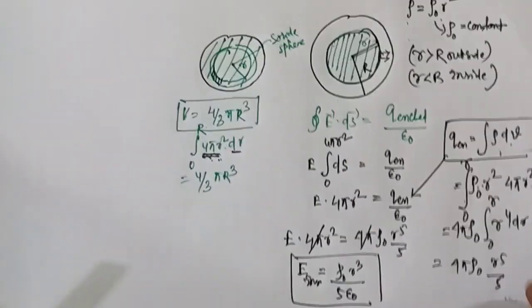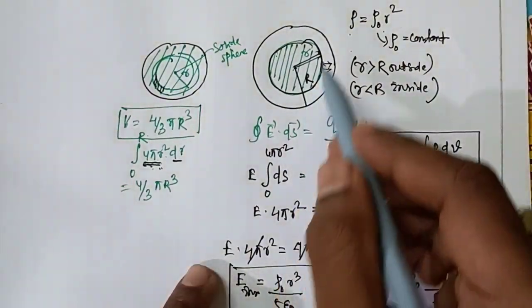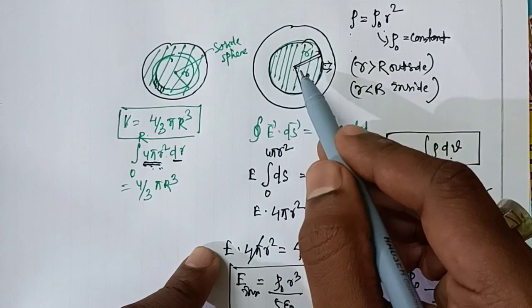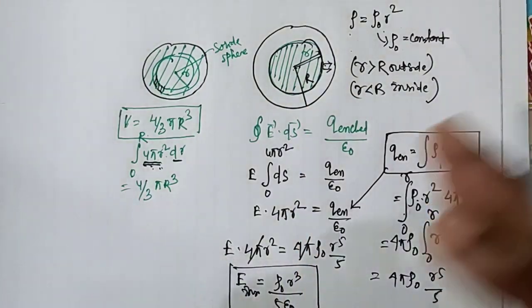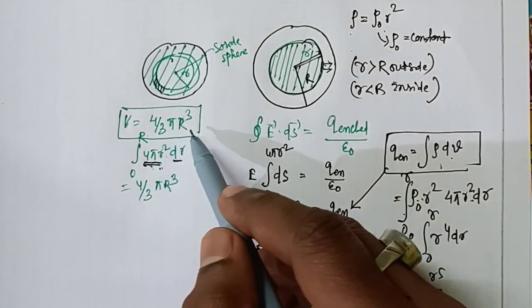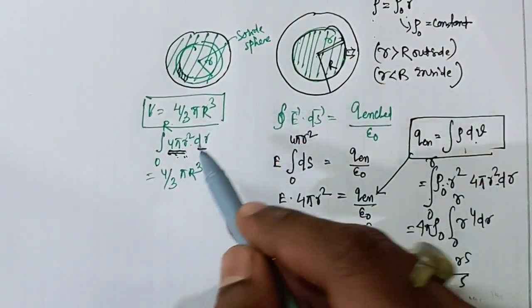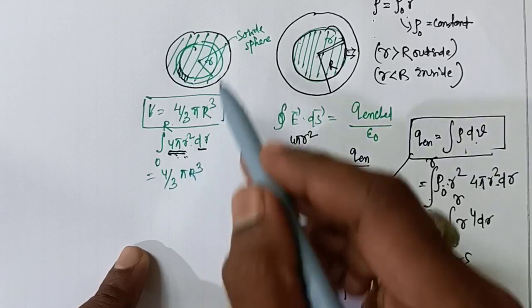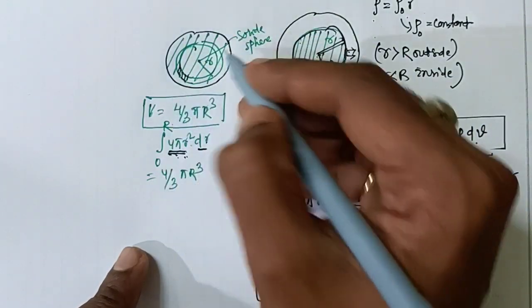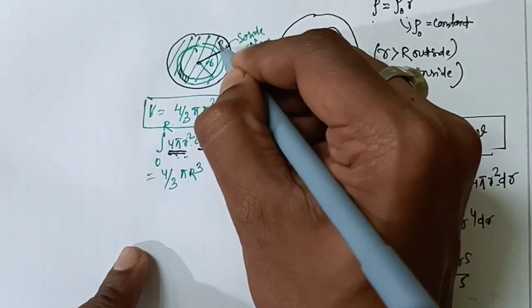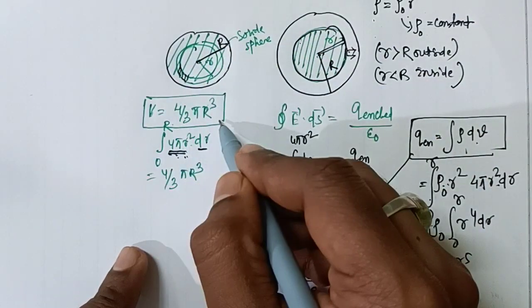One more time I want to explain these things: I will consider a Gaussian sphere. I want how much charge is enclosed within this Gaussian sphere. I know the volume of the sphere is 4 by 3 pi r cube, but how is this 4 by 3 pi r cube coming? If I consider a sphere of any radius r, how to find its volume 4 by 3 pi r cube?